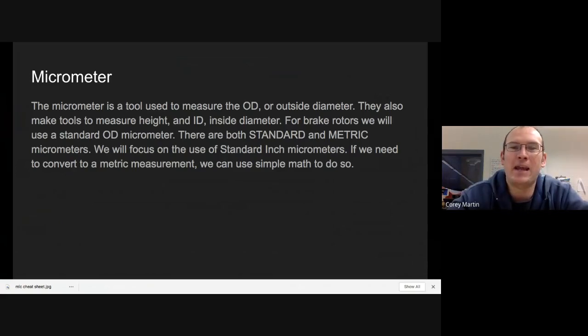These come in both standard and metric, but we are going to focus on the use of a standard inch micrometer, and the reason being is if we have a vehicle that has a metric reading in millimeters, we can just use basic math. There's 25.4 millimeters in 1 inch. So 1 inch is equal to 25.4 millimeters. If we want to convert between the two, all we have to do is use either multiplication or division, depending on which way we're trying to go. And as long as we know that there's 25.4 equal to 1, then we can find the numbers that we need just using that basic math. So there's not a need to go out and purchase dedicated metric tools when you can just use a calculator.